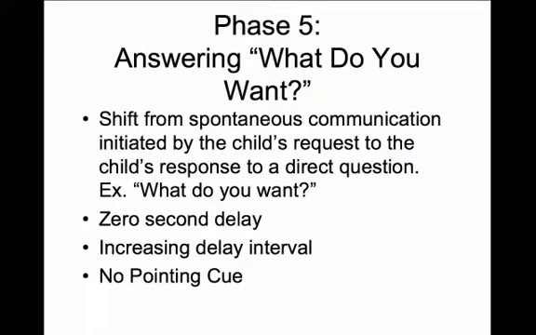Phase 5, answering the question, what do you want? The question, what do you want, can now be asked. Teaching this is a 3-step process. During 0-second delay, the partner points to the I want card and asks, what do you want, at the same time. During increasing delay interval, the partner asks, what do you want, pauses for a short time, then points to the I want card. Finally, the partner no longer points. The goal is for the child to respond with no prompting to the question, what do you want?